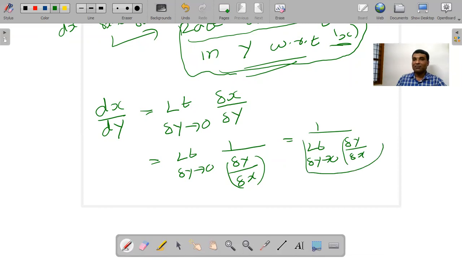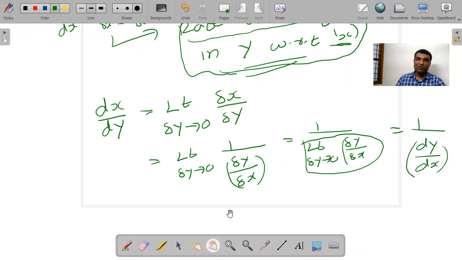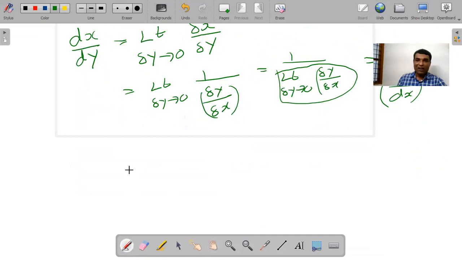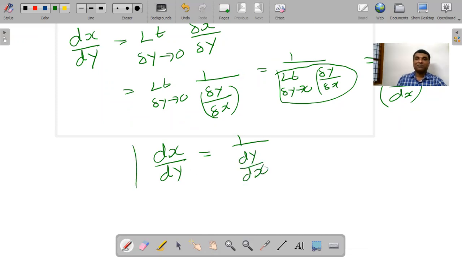This is nothing but dy by dx. So we can write this is equal to 1 divided by dy by dx, right? So we derived another proof, that is, the derivative of x with respect to y is nothing but 1 divided by dy by dx, right?